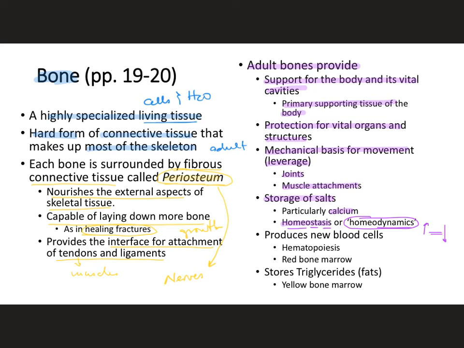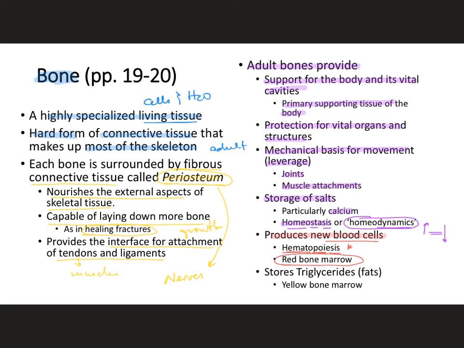Now, bone is responsible for producing new red blood cells, new white blood cells, and new platelets. So all of your blood cells are made by the red bone marrow that's housed inside your bones. And this process is called hematopoiesis. Again, the sis means process of, poe is to make, and hemat means blood.